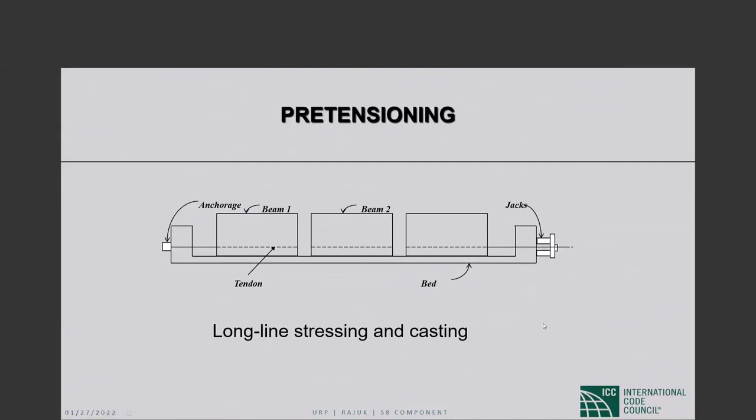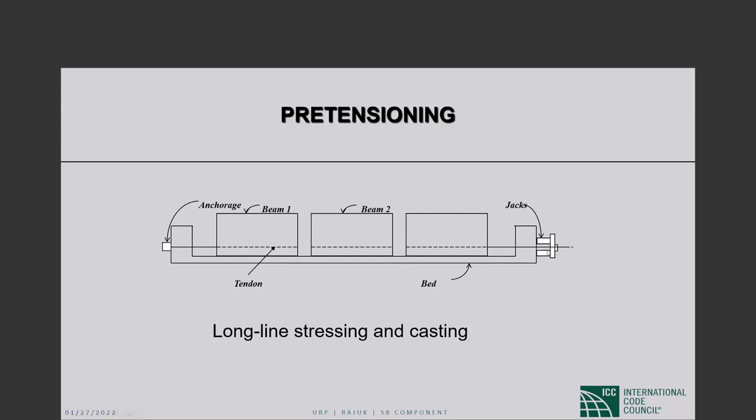So long line casting, it's the same logic. Beam 1, beam 2, beam 3, and so on, even beam 10. For a big yard, there can be 10 beams. They are laid longitudinally, a very efficient system. The same tendon goes through all of them. There's a little bit of separation here for cutting the tendons, but it goes in here. The strand is fed through here, and then jacking is done. The same force can be applied. You don't have to increase the force because the force is constant in the strands.